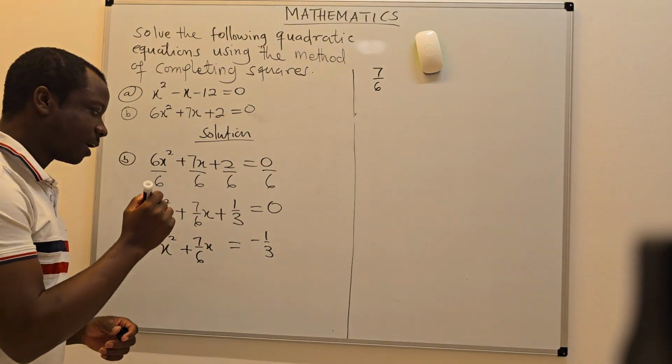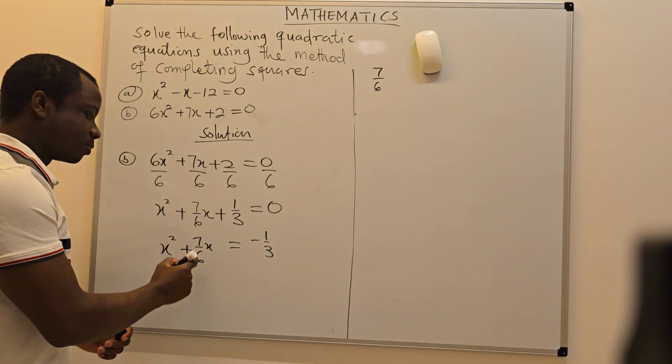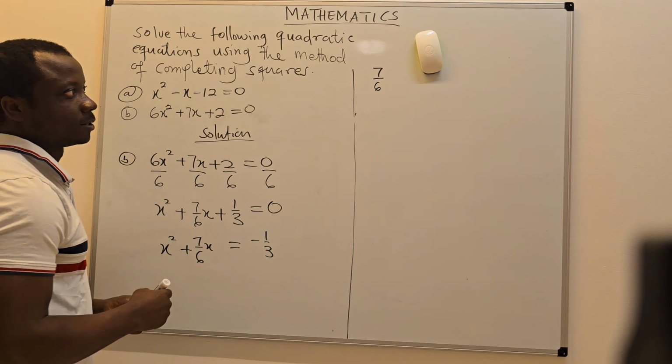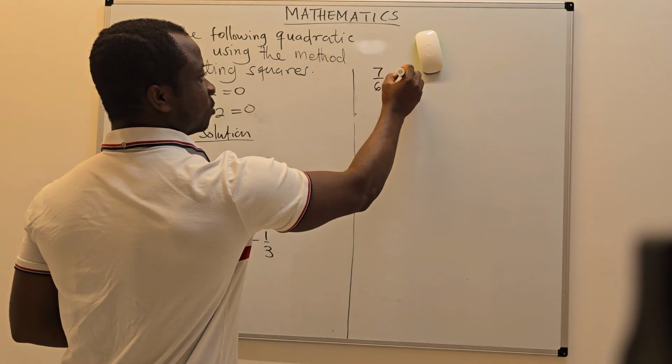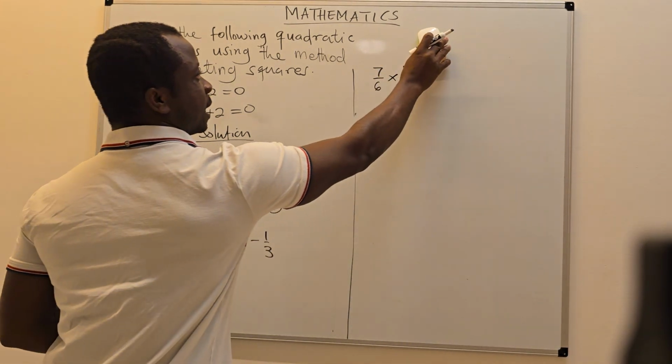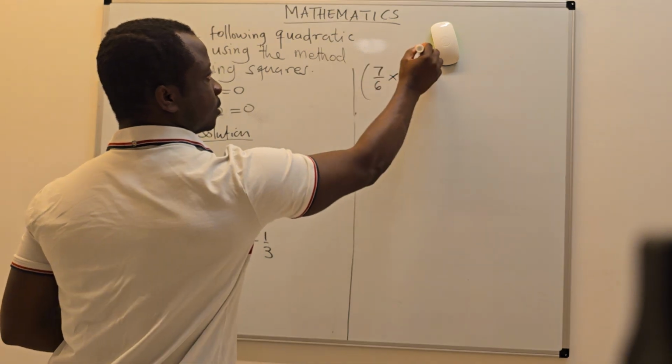We are going to multiply 1 over 2 by 7 over 6. So it's going to be times 1 over 2, and then we square the answer. All squared.